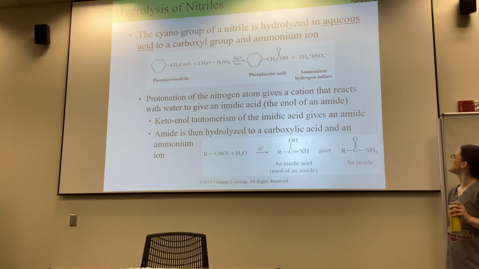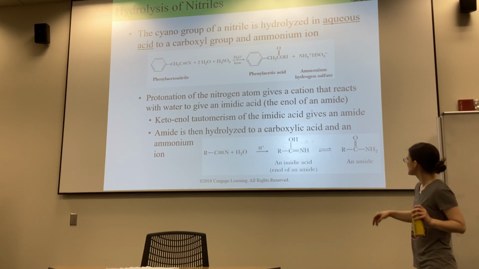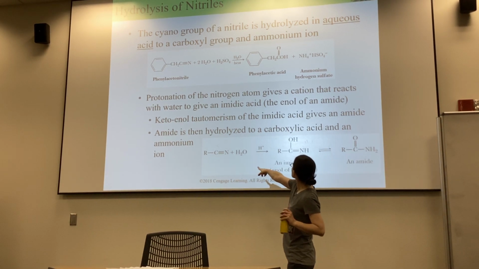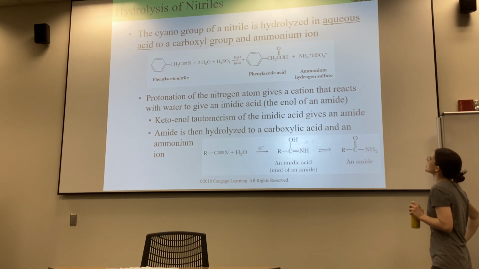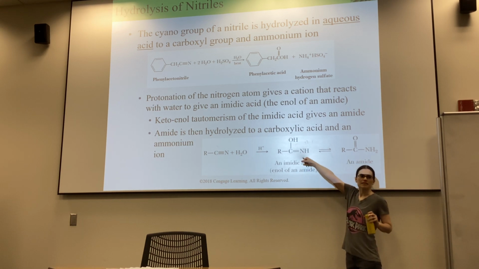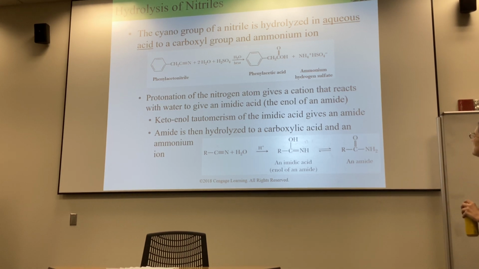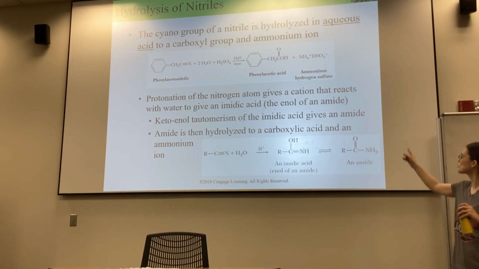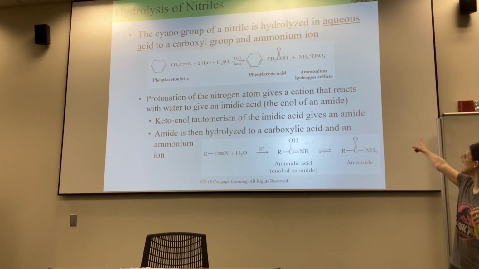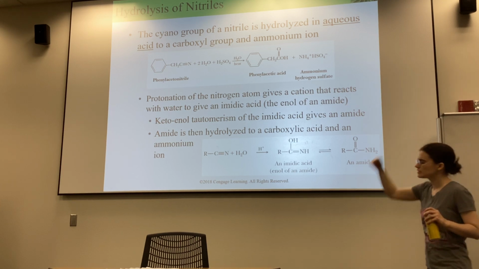Let's see, protonation of the nitrogen atom gives a cation. So, protonate, okay, they're not going to show it, but protonation of this gives a cation that's going to give you an imidic acid. So, enol of an amide, it gives you an amide, but it's the enol version. And then tautomerism of that, keto-enol tautomerism, is going to give you an amide. So the amide can then be hydrolyzed to a carboxylic acid and an ammonium ion. So that's the first part.